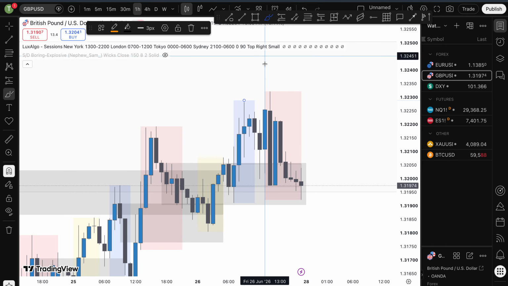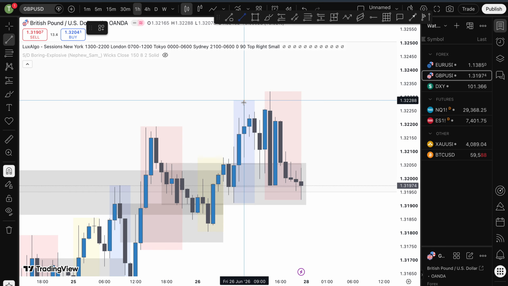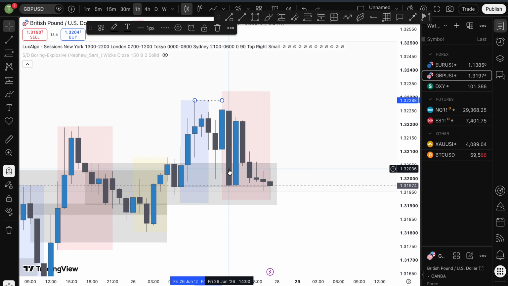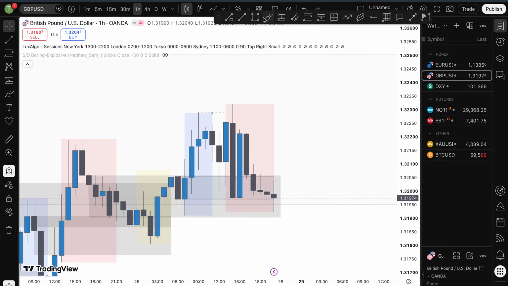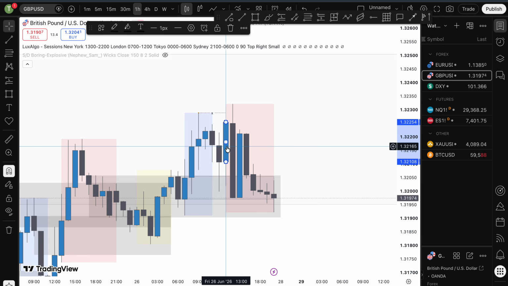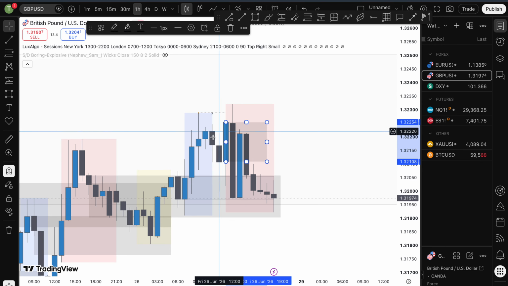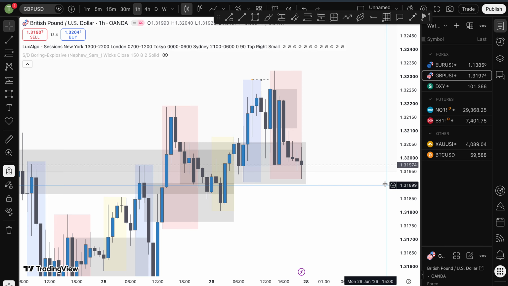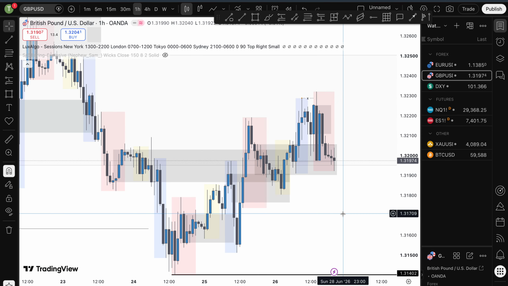We had this sweep right here, we had this sweep, and then we had this strong engulfing candle. This strong engulfing candle created a small order block that price retraced into, and then we just saw bearish candles continuing to the downside. So we're going to expect a reaction and then a continuation to the downside.